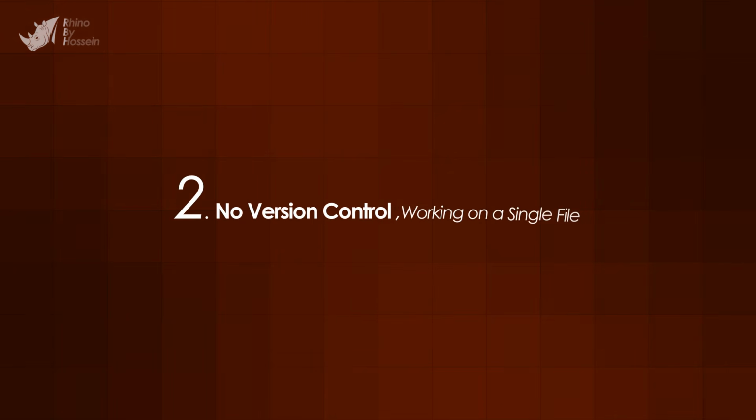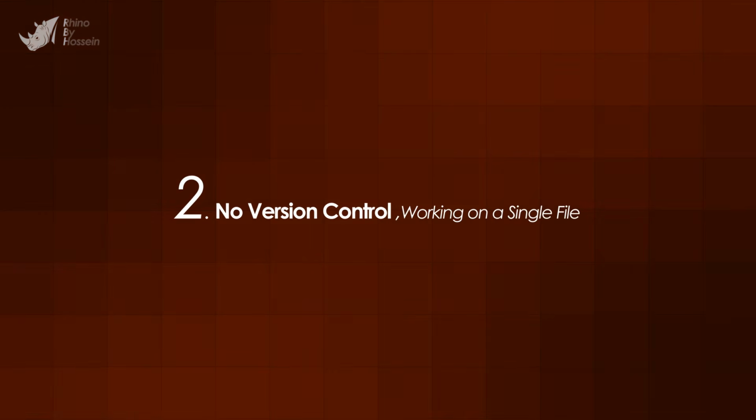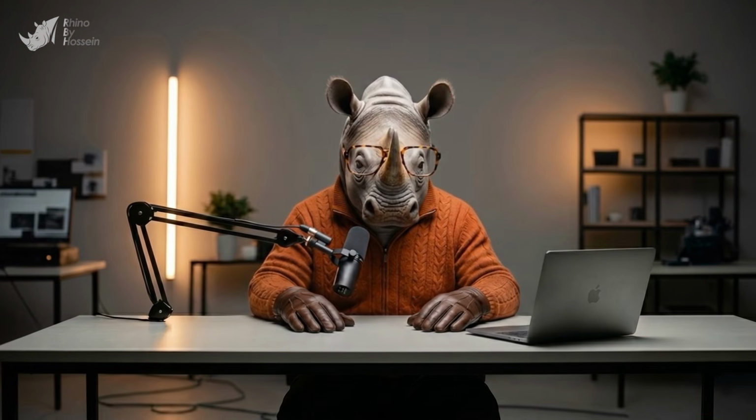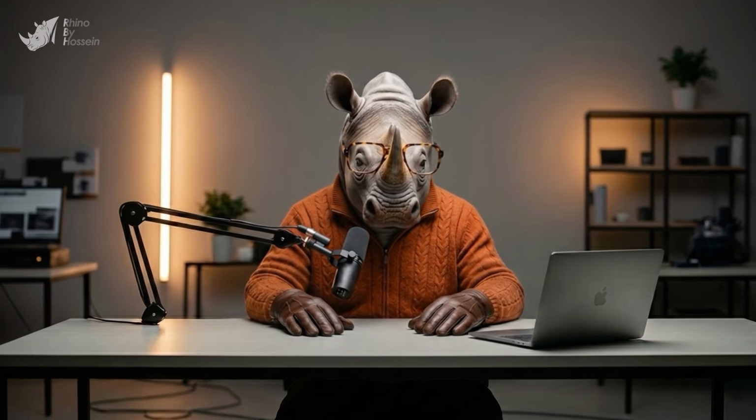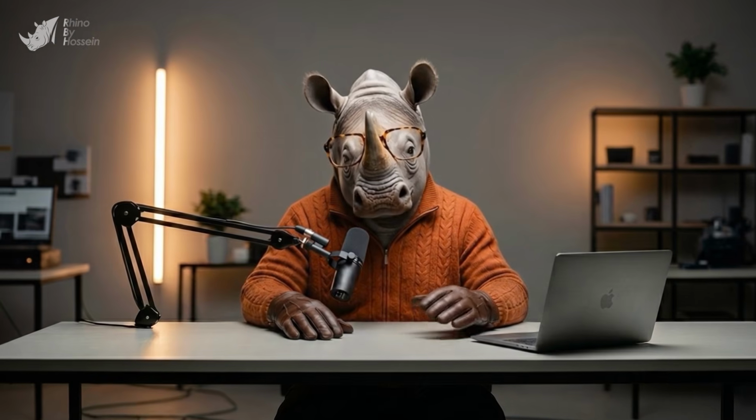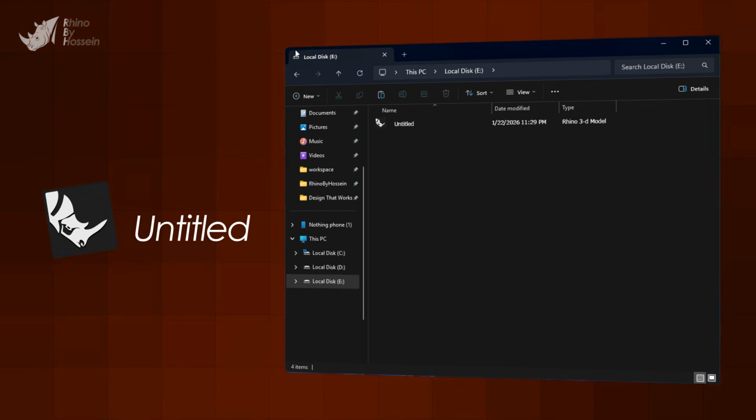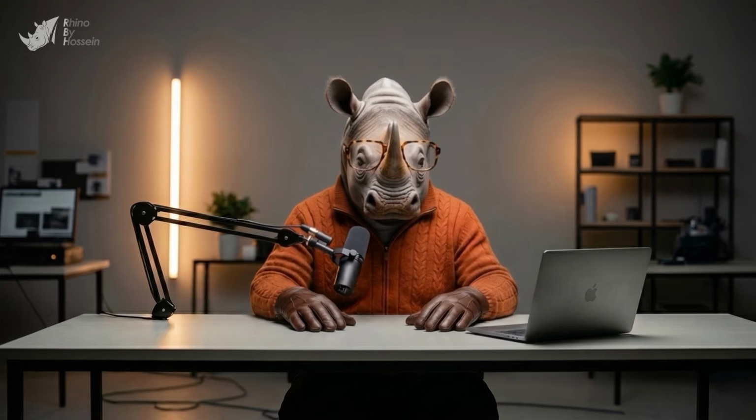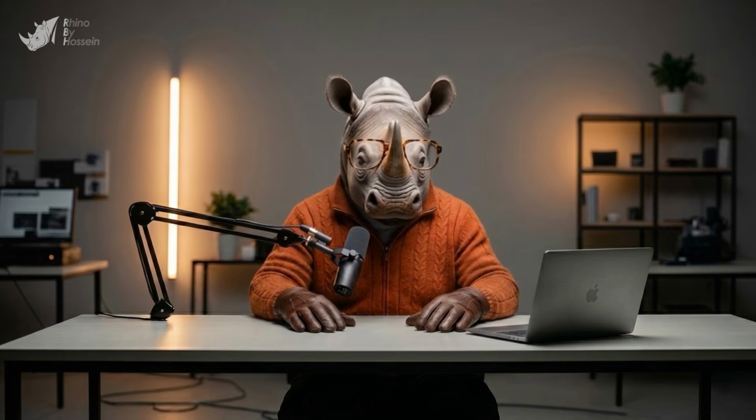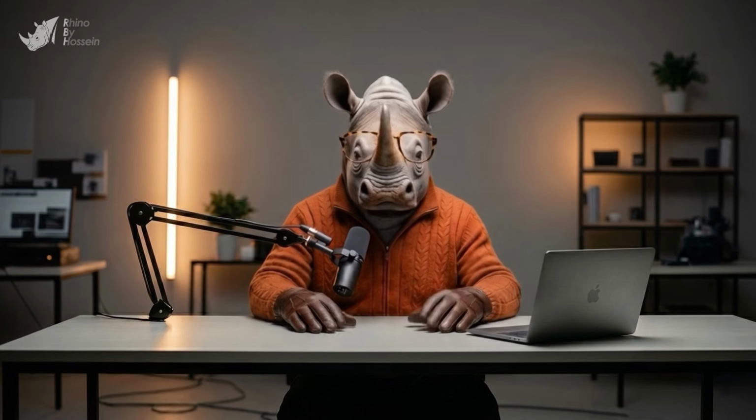2. No version control, working on a single file. Another very dangerous mistake in Rhino is working with just one file and constantly overwriting it. At first, it feels completely normal, even convenient. You think you always have the latest version and everything is under control. But the problem shows up the moment you make a wrong design decision or you change direction mid-project and suddenly realize there's no easy way to go back, or it takes so much time that it's not even worth it.